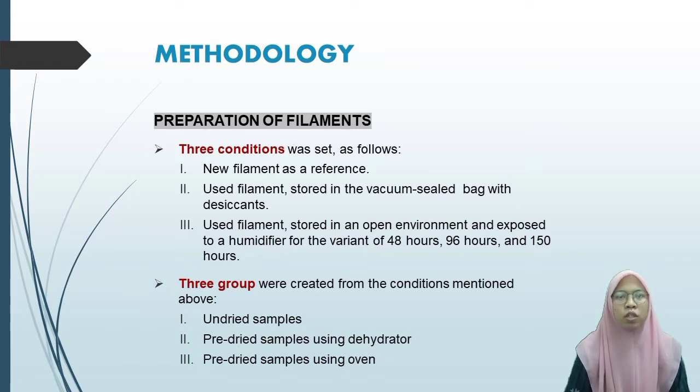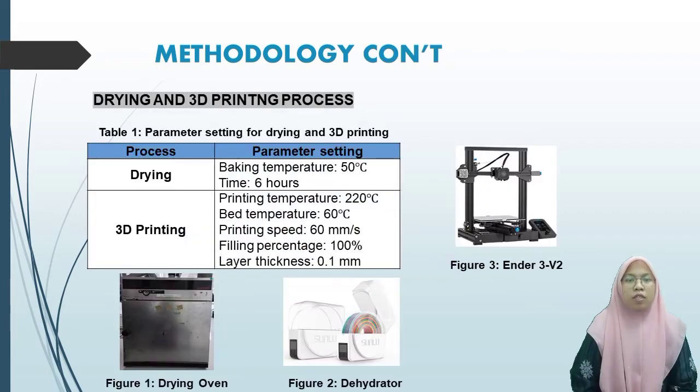Then 3 groups were created from the conditions mentioned above: the first one is the undry sample, the second one is the pre-dry sample using a dehydrator, and the third one is the pre-dry sample using an oven. Next, Table 1 shows the settings of the pre-drying and process parameters for the 3D printer, which were constant and applied to all groups.